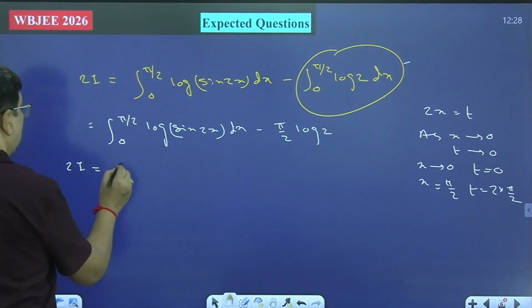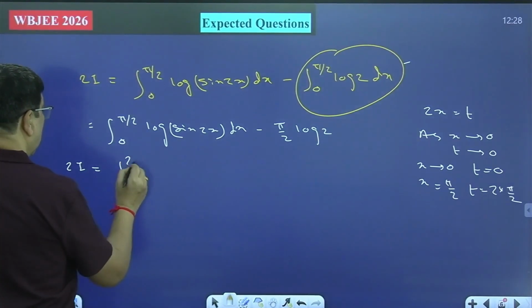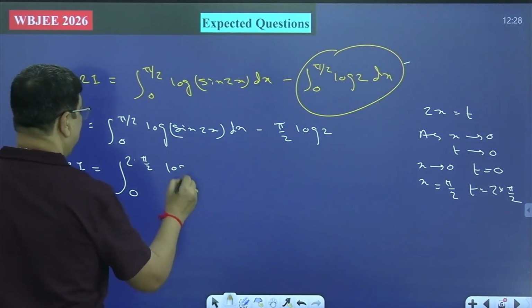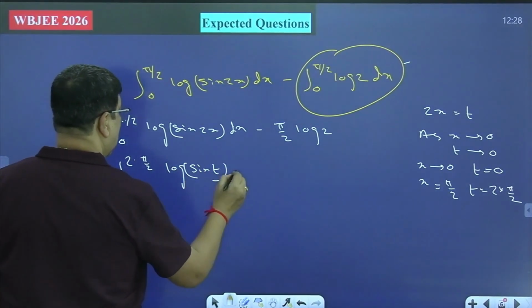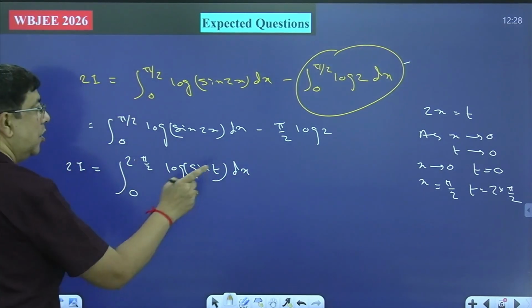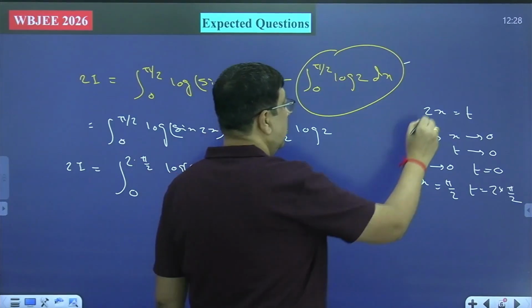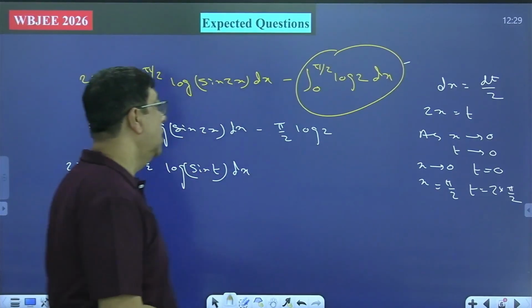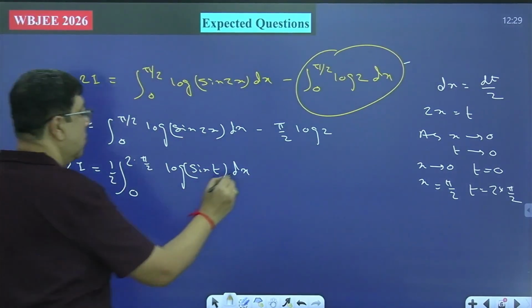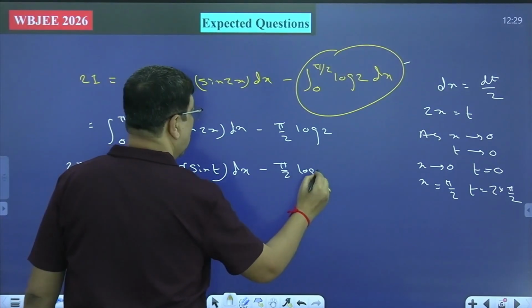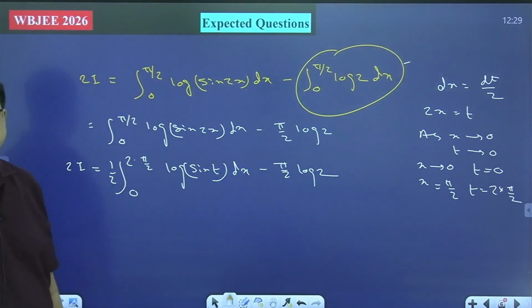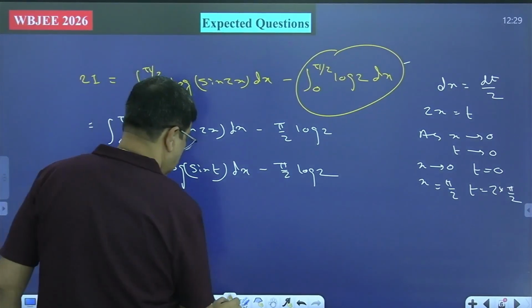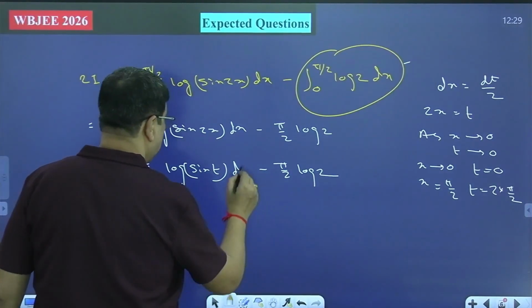Therefore, I can write here 2I equal to the integral from 0 to 2 into pi by 2 of log of sin t dt, and dx equal to dt by 2. This half is coming outside, minus pi by 2 log 2 we are getting. This is dt.